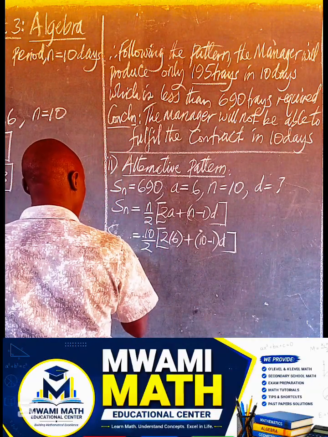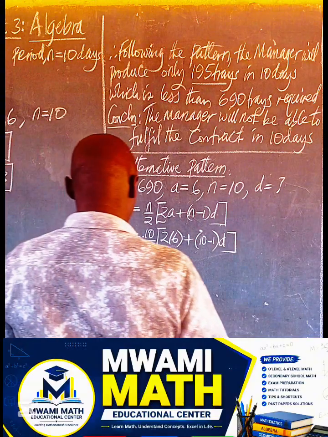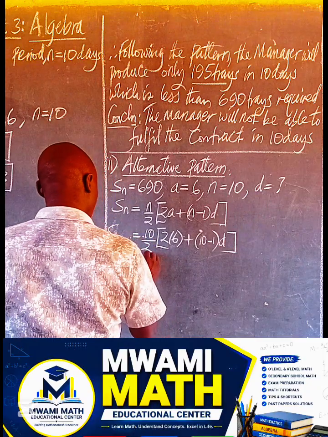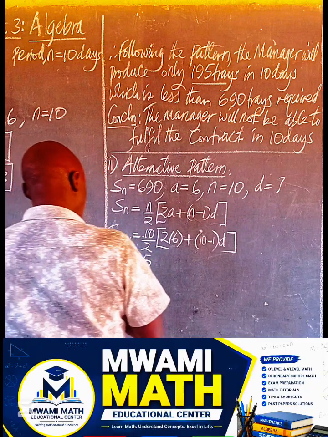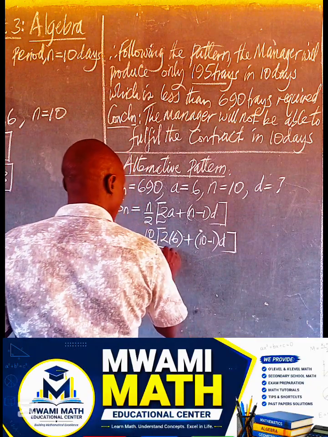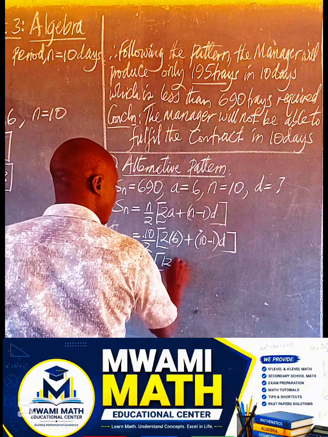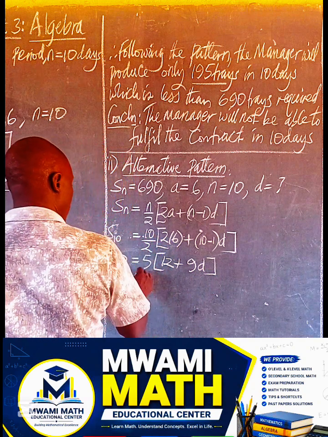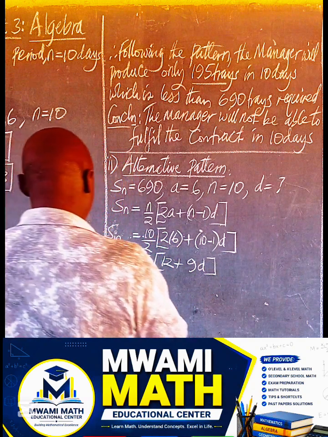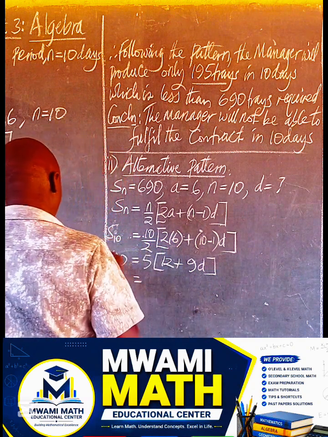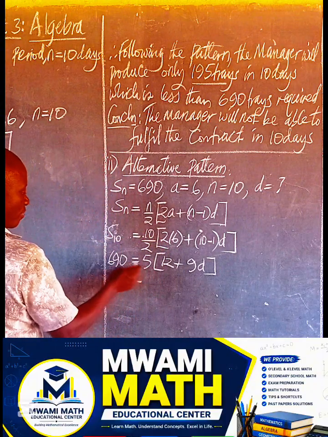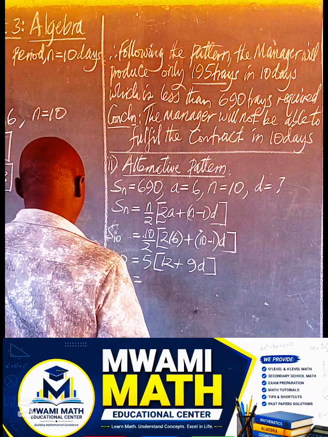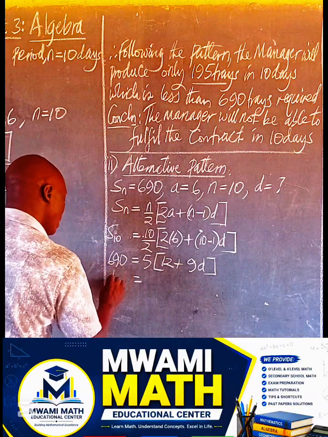So now we can fill in. Sn is 690 trays, giving us 10 over 2 is 5. Then this gives us 2 times 6 is 12 plus 9d. So at this level, we can open brackets or divide both sides by 5. So that's 690 divided by 5. That gives us 138.